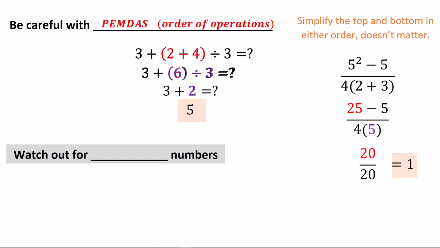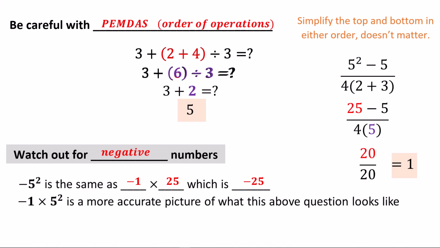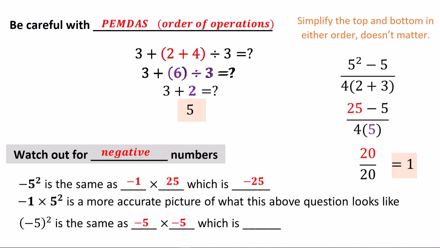Watch out carefully for negative numbers. The expression negative 5 squared is the same as negative 1 times 25, the result of 5 squared, and that becomes negative 25. Negative 1 times 5 squared is really a more accurate picture of what this above question looks like. Now, negative 5 in parentheses squared is a little different. It is the same as negative 5 times negative 5, which is positive 25. Carefully notice the difference.